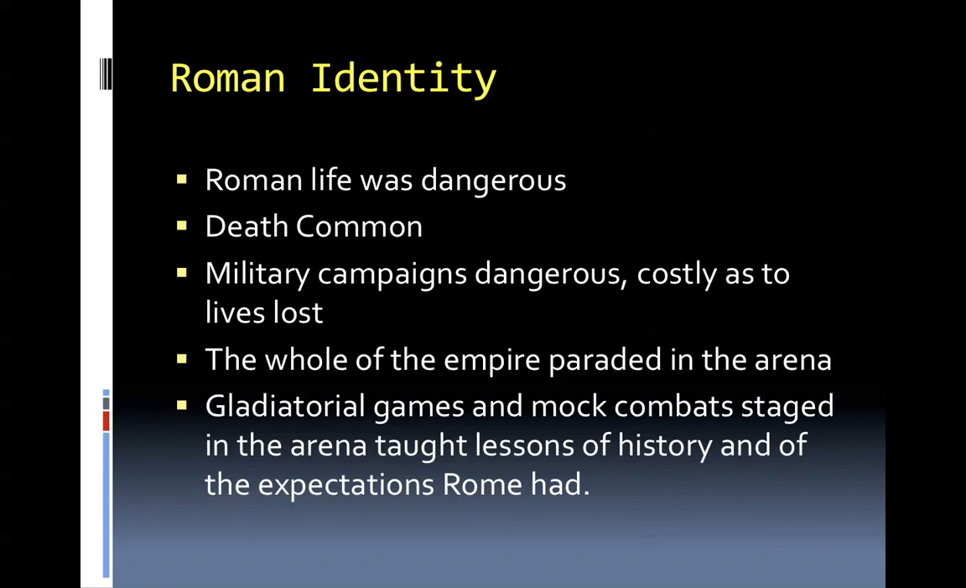So the gladiatorial games and the mock combat staged in the arena taught lessons of history and of the expectations that Rome had. Hopkins and others will talk to you about how by the time we get to the 1st and 2nd centuries AD, many of the people living in the city of Rome, Roman citizens in Rome, didn't fight their own battles anymore. They had other people to fight them for them. And the leadership of Rome needed to remind the people that war is harsh, war is difficult, but we have to maintain our military preparedness if we are going to continue to have the benefits of empire. So the gladiatorial games were meant to teach lessons of history, but also to teach about the expectations Rome had for her people.